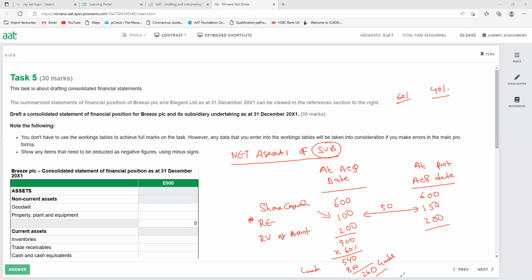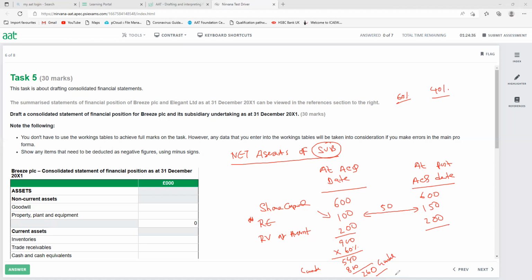That's my first calculation. If there is any impairment of the goodwill, remember we have to minus the impairment from the 260. But this one doesn't have any impairment, so we are happy with that. All right, so we have this first calculation.